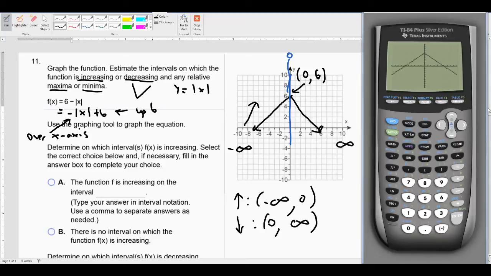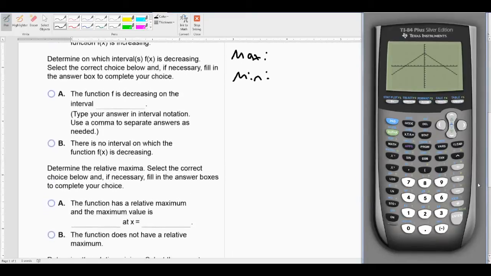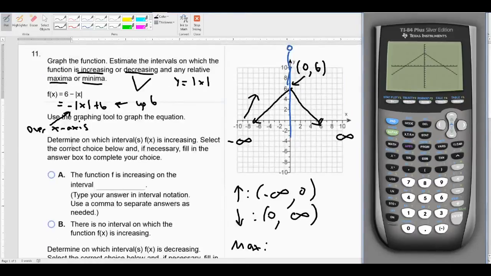Now we're looking for max and min, relative max and min. I'm going to scroll down just a little bit so you can see how it's going to ask you. It's going to say has a maximum or minimum at, you state what the y value is, at x equals so and so. So let's go back up here. Well, this has a max, because a max looks like this, a min looks like this. So there's no min because there's nothing that looks like that. So the max is actually y equals 6, or just 6, at x equals 0.